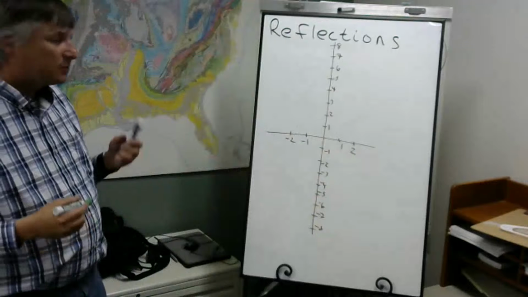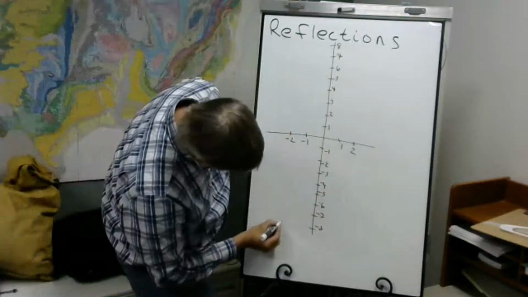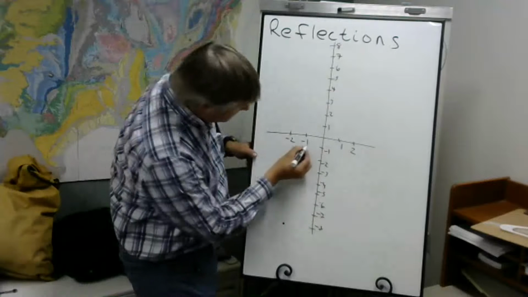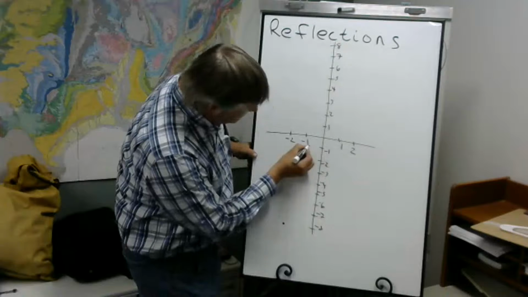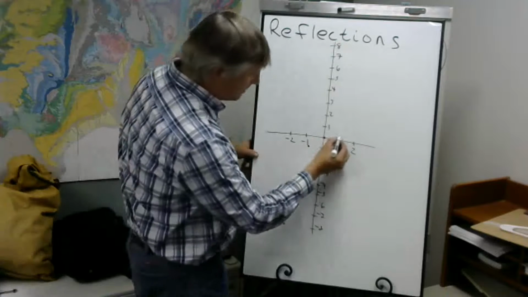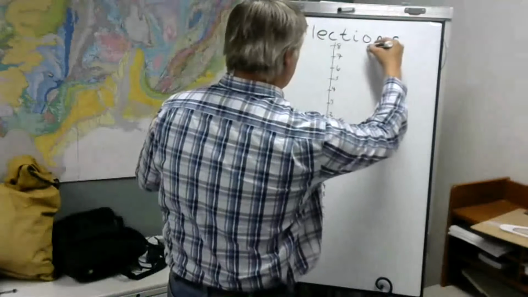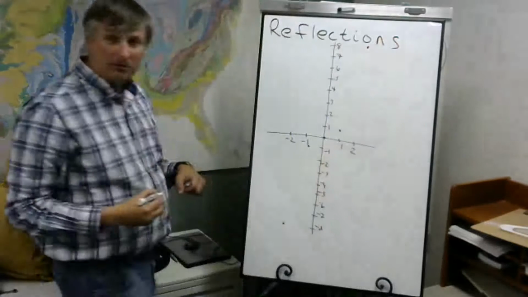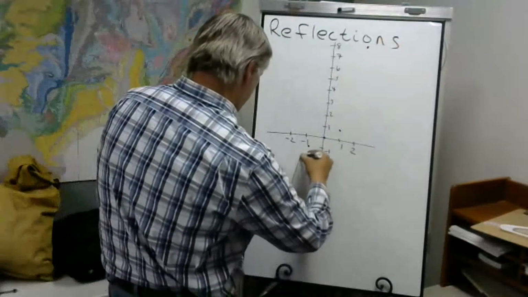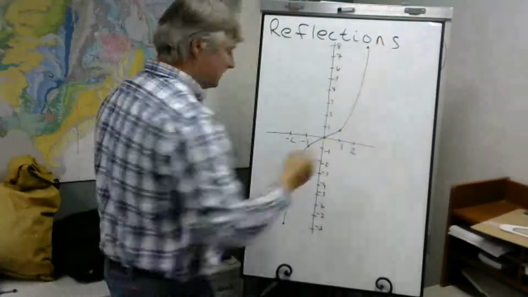So for the original function, negative 2 had an output of negative 8. Negative 1 had an output of negative 1. 0 had an output of 0. 1 had an output of 1. And 2 had an output of 8. So what we get is that.